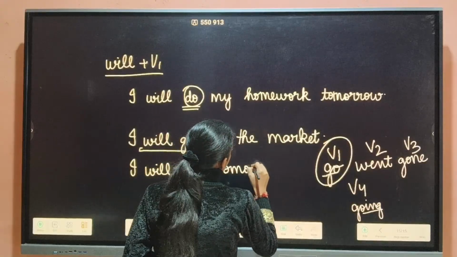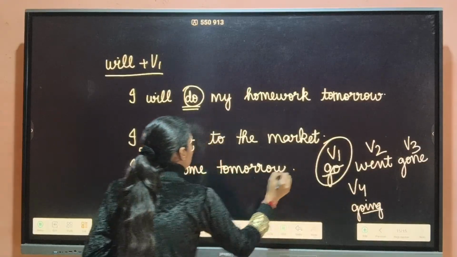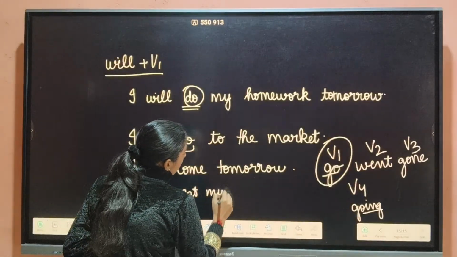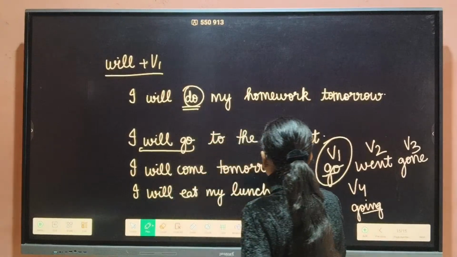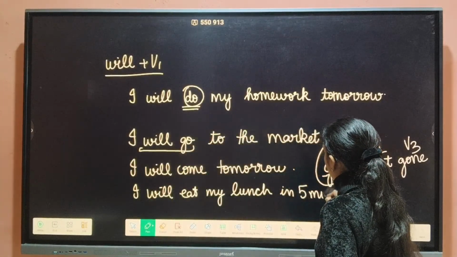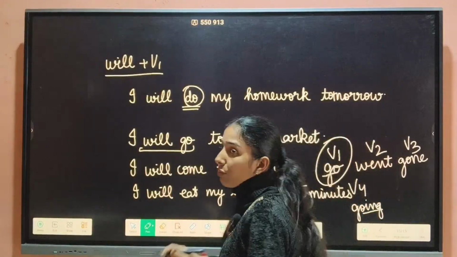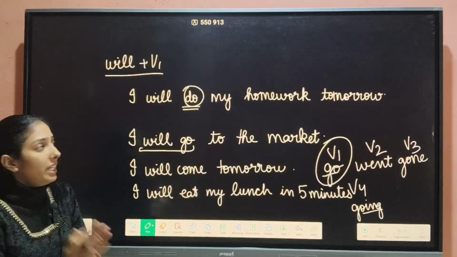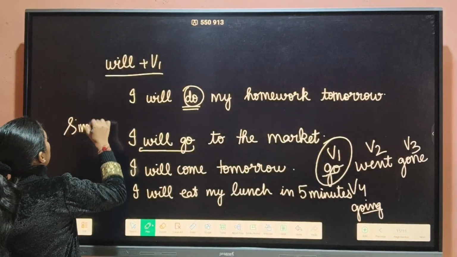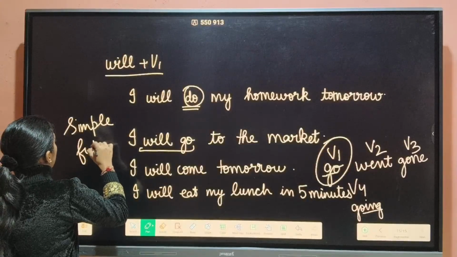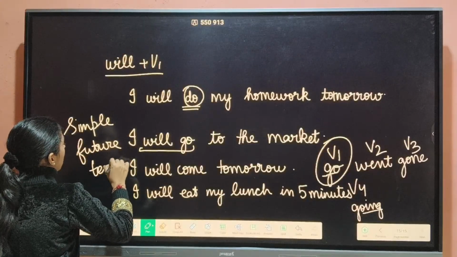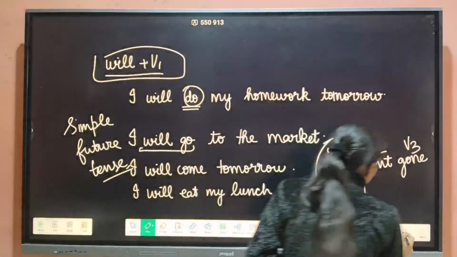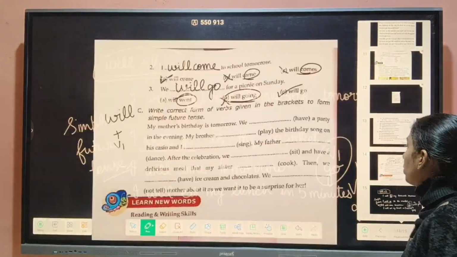tomorrow. Okay, I will eat my lunch in 5 minutes. I will play, I will dance, I will sing. Means will plus first form of the verb. It is which tense, beta? Simple future tense. Okay, this tense is very easy. Will plus first form of the verb. It is your simple future tense.